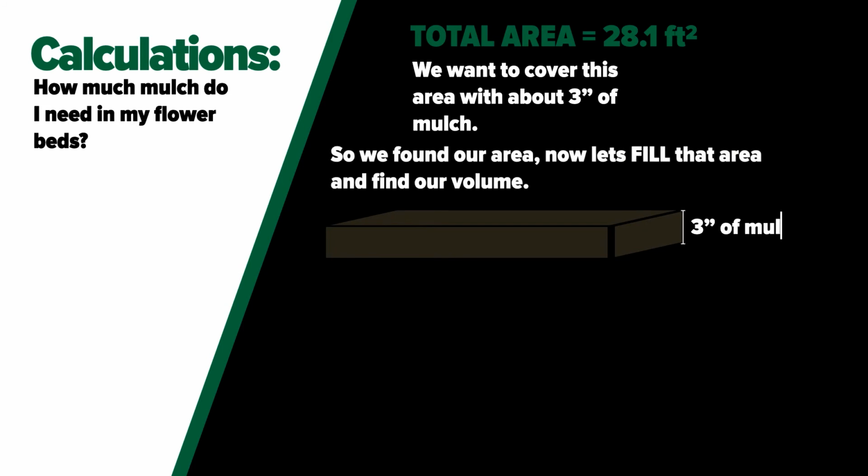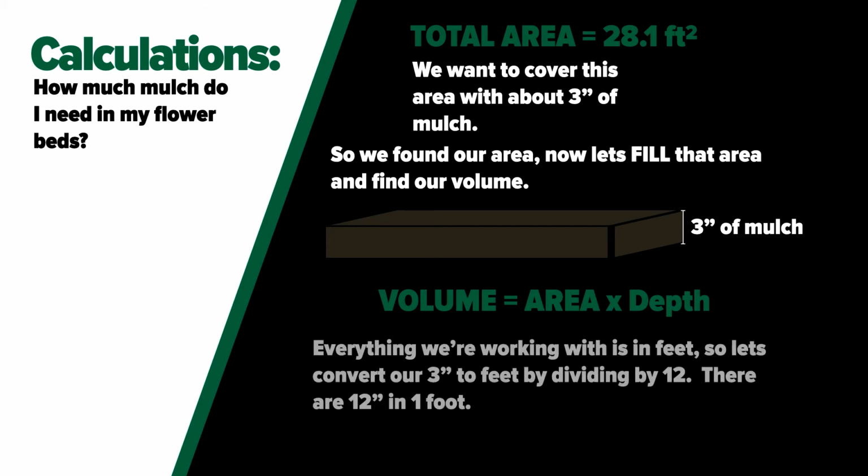So we found our area, now we've got to fill that area with a particular volume of mulch. And in this case, again, we wanted about 2 or 3 inches. In this case, we'll use 3 inches as our depth. So to find the volume, the amount of mulch that we need to fill that flower bed with, we'll take the area that we calculated, which was 28.1 square feet, and we'll multiply that by our depth.